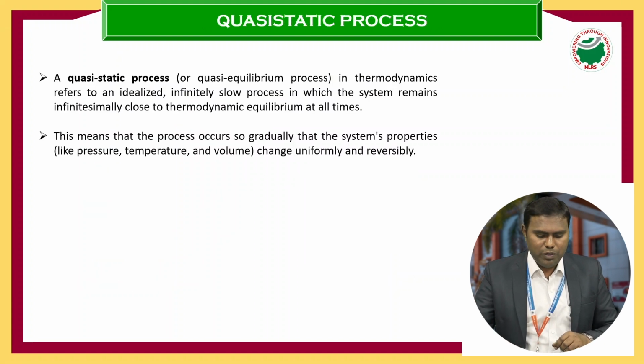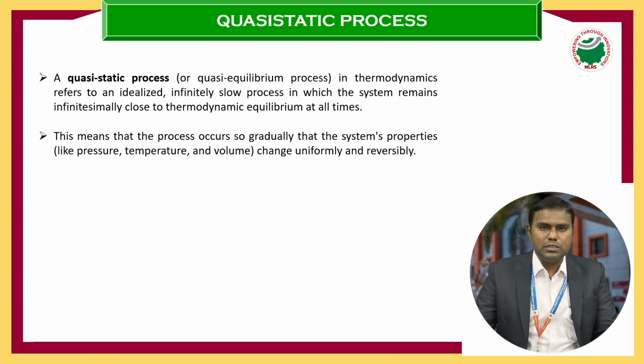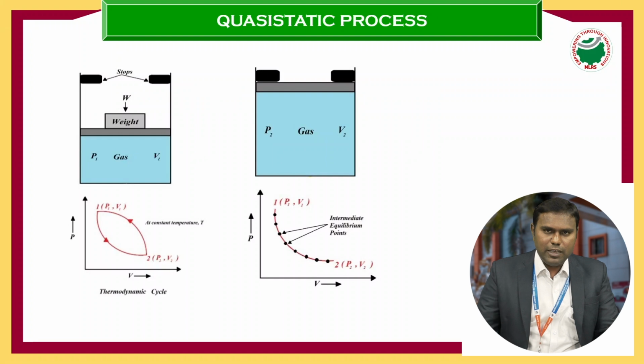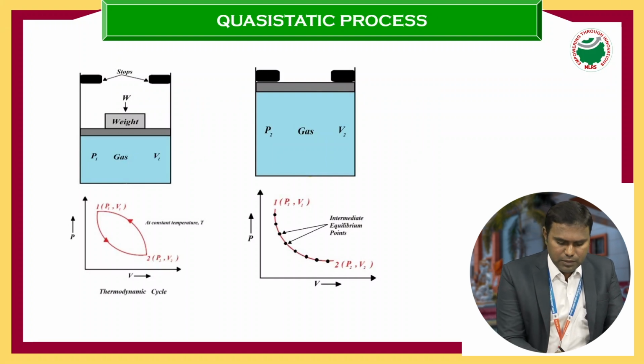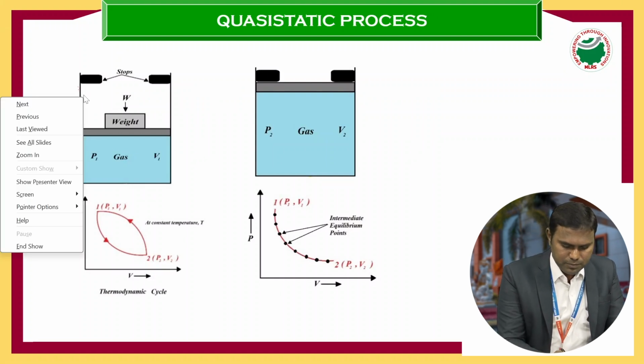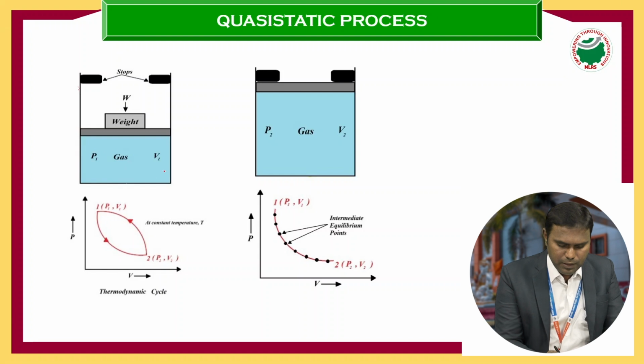Next one is quasi-static process. A quasi-static process means it is a very slow process. I'll explain with the help of a diagram. This is a piston cylinder arrangement. In this piston cylinder arrangement, I'm keeping a weight. Then this piston moves from top dead center to bottom dead center. In this case, this is the PV diagram, 1 to 2.